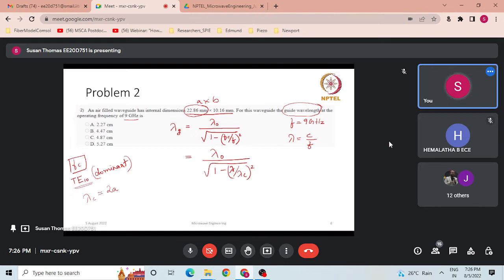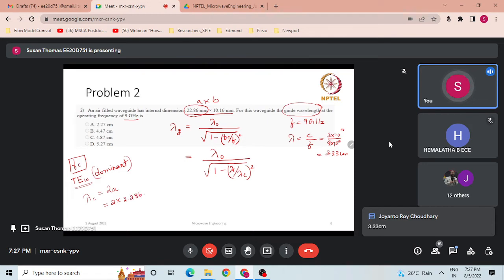Please try to substitute and see if you could get any of these options as the answer. So lambda is going to be 3 into 10 power 10 by 9 into 10 power 9. So this is going to be 3.33 centimeters, and lambda c is going to be 2 into 2.286 centimeters. So this comes out to be 4.572 centimeters, and once you get these two, you can directly go to this formula. Any of these formulas you can use, it's up to you. Both of them will give you the same answer.